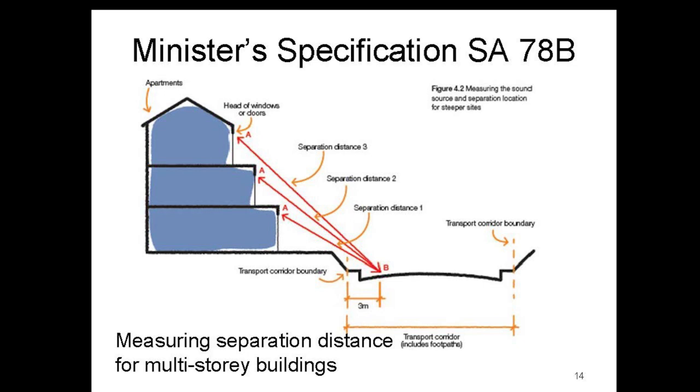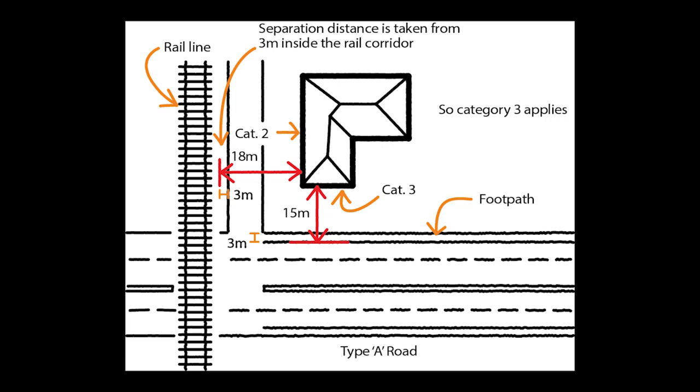And that's an important point. On this slide, we have an example where there is a road and a rail line and a house.